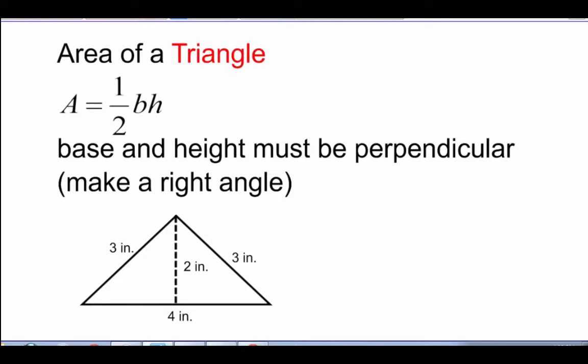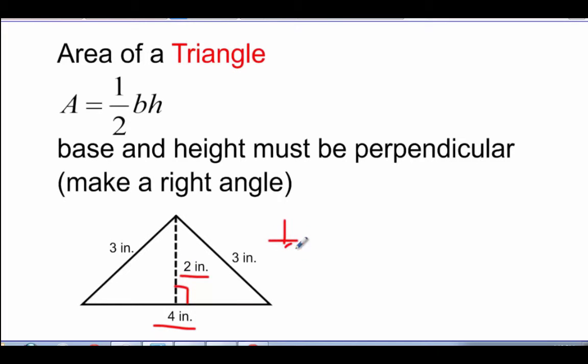For area of a triangle, all triangles are half of some type of parallelogram, so we do 1/2 of base times height, and again, base and height need to be perpendicular, which means they have to make a right angle. So again, I have to look at this and say there are only two sides here that form, or two lines there that form a right angle, so I have to use that bottom side as my base, and I need to use this dotted line as my height because they form right angles with each other.